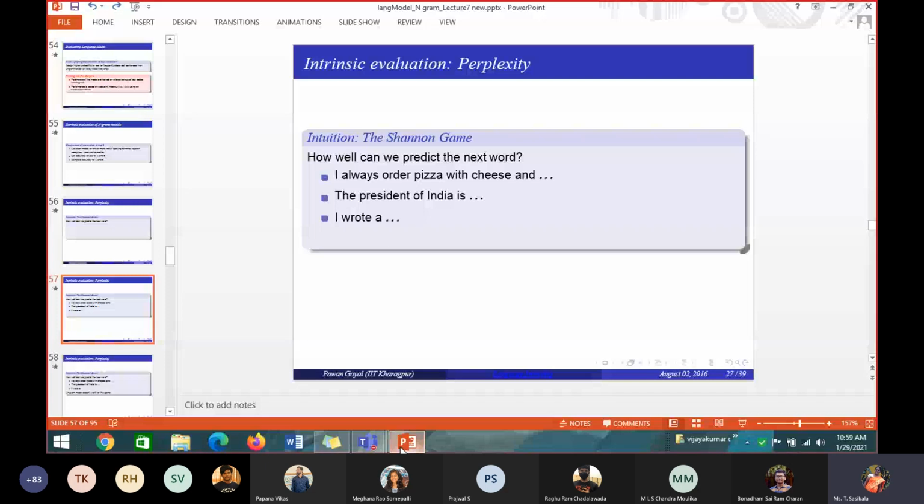Similarly, the president of India is dash. Based on the previous words, we fill in the dash. Third one, I wrote a dash. Based on the previous words, it could be I wrote a letter, or if you are doing programs, I wrote a program. So based on the previous words and the context, I fill in the next word. In my data, I know from the corpus which words fill in the blanks.